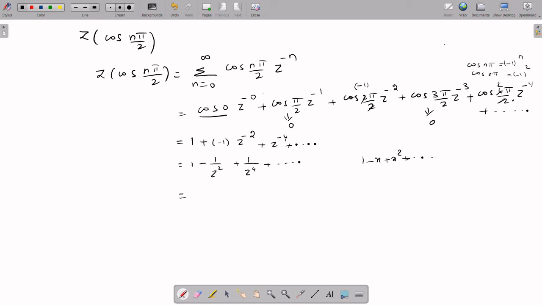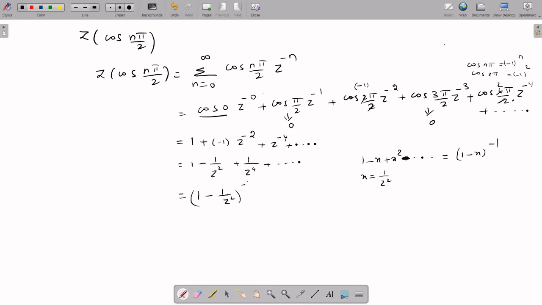Expansion, which is equal to (1 minus x) whole power minus 1. What about x here? x is equal to 1 by z squared. You have to put x equal to 1 by z squared in this expansion. This is the expansion of 1 minus 1 by z squared plus 1 by z power 4 plus etc. So you can write this to be (1 minus 1 by z squared) whole power minus 1.